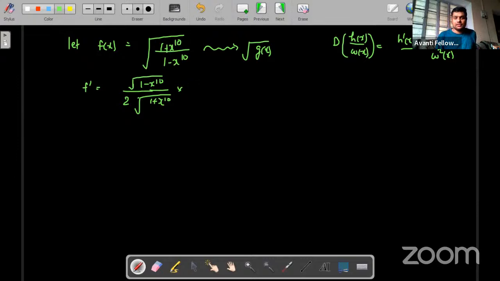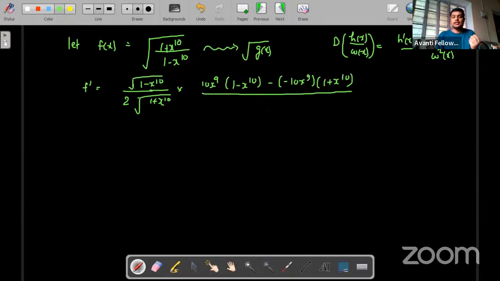So differentiation of the first function is the numerator. So what is the differentiation? 10x to the power 9, because 1 is constant, so constant differentiation is 0, into second function 1 minus x to the power 10, minus differentiation of second function. So 1 differentiation is 0 and minus x to the power 10 is minus 10 into x to the power 9, whole multiplied with first function. So 1 plus x to the power 10, whole divided by denominator square. What is the denominator? 1 minus x to the power 10.